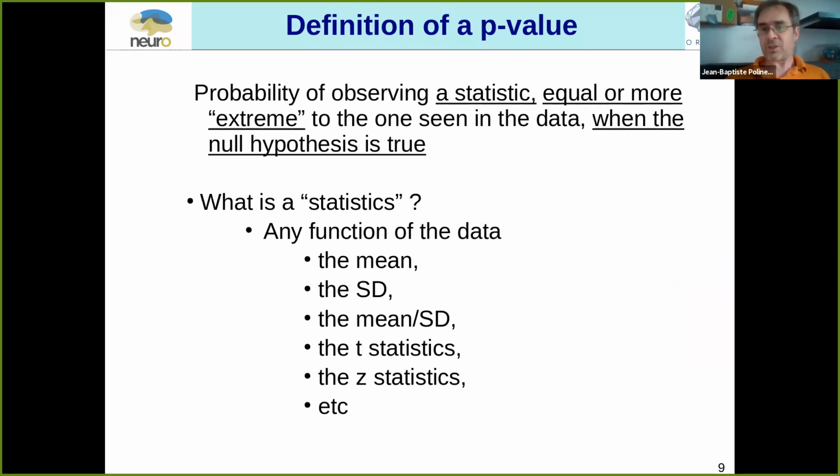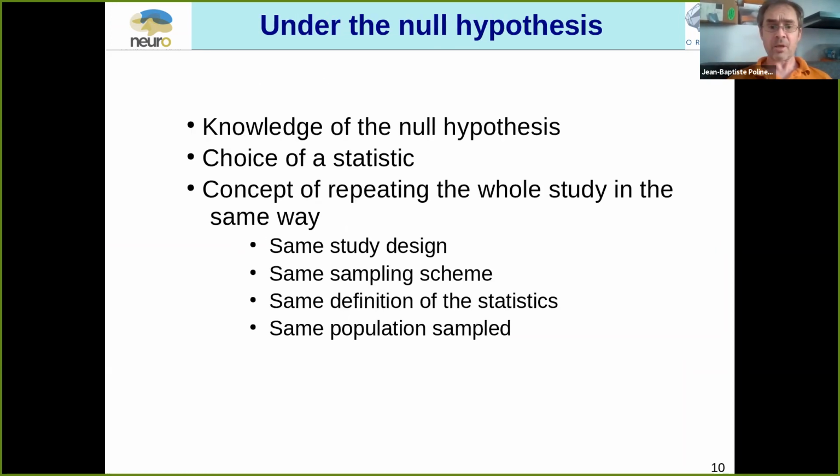You have to think of the definition of a p-value, which is the probability of observing a statistic equal or more extreme to the one seen in the data when the null is true. Okay, and that's the probability of observing a statistic of the data. And what's a statistic? It's just a function of the data. Any function of the data is a statistic. So if you compute the mean or the standard deviation, anything, that's a stat. And then you're looking at the probability of that stat under the null.